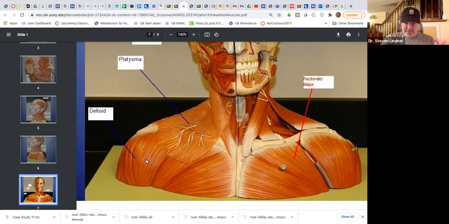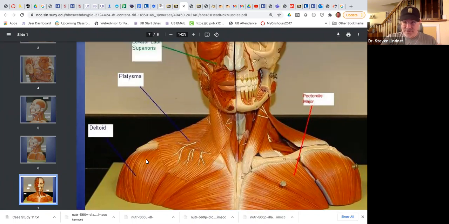Since we're looking at this at the anterior view, this is the anterior deltoid. On the side would be the middle deltoid. And on the posterior side, which we can't see because we're looking at the model from the anterior, would be the posterior deltoid. And those three divisions move the shoulder in different ways. The anterior division moves the arm anteriorly.